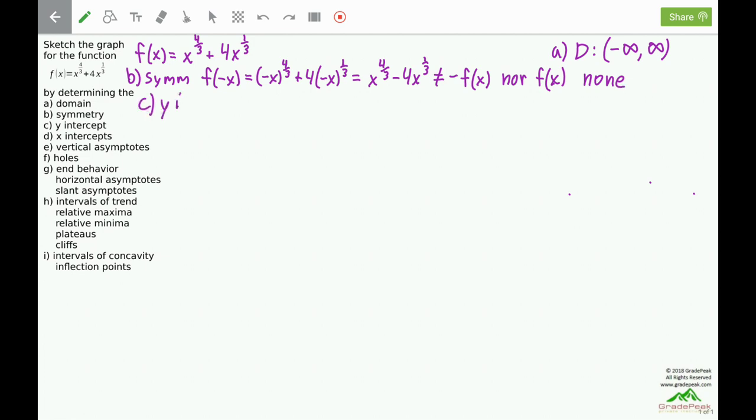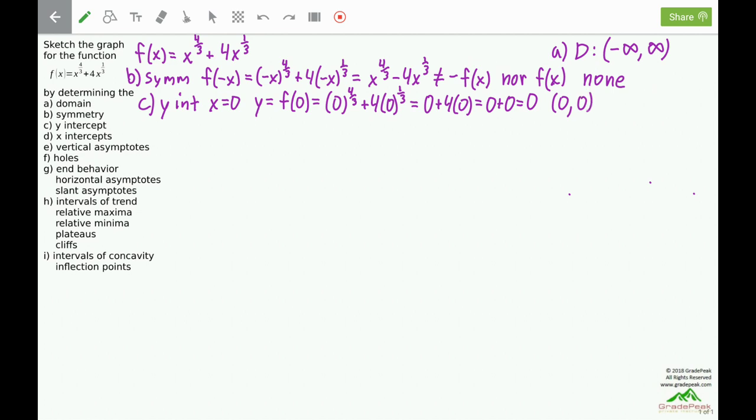For part C, we want to determine the y-intercept. This is the point where the graph crosses the y-axis, defined by x equals 0. We can find the corresponding y-coordinate by plugging the x-coordinate back into the original function, y equals f of 0, which will be 0 to the 4/3 plus 4 times 0 to the 1/3. 0 raised to any non-zero positive power will be 0, so this will be 0 plus 4 times 0. 4 times 0 is 0. 0 plus 0 equals 0. If we had an x-coordinate of 0, we found a corresponding y-coordinate of 0, so 0, 0, or the origin, will be the y-intercept.